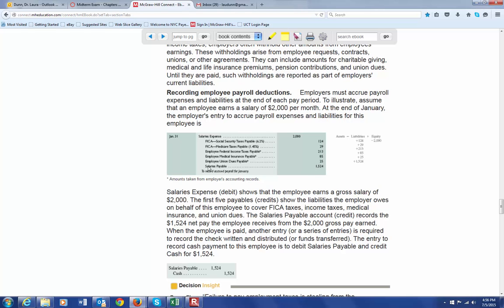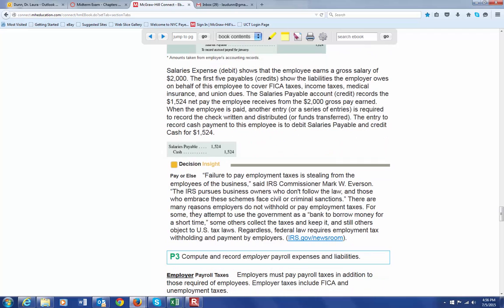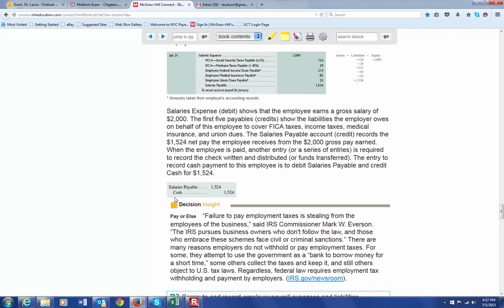Now, right here, it's going into salaries payable because they haven't paid it yet. Usually you calculate payroll and then a couple days later is when the actual payroll is paid. Now, when they do pay this employee, the debit down here would go to salaries payable to clear this out, and then a credit to cash, because obviously they're losing cash once they pay it.